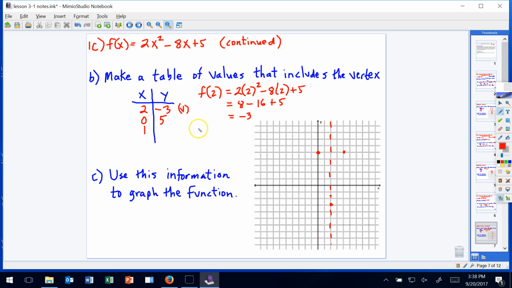So let's do an input of 1. Let's evaluate f of 1 in this function. So that looks like this. 2 times 1 squared minus 8 times 1 plus 5. 1 squared is 1. 1 times 2 is 2 minus 8 plus 5. 2 minus 8 is -6 plus 5 is -1. So the point 1, -1 is on the graph, and that means this other corresponding point is also on the graph. And so I'm ready to draw my parabola.